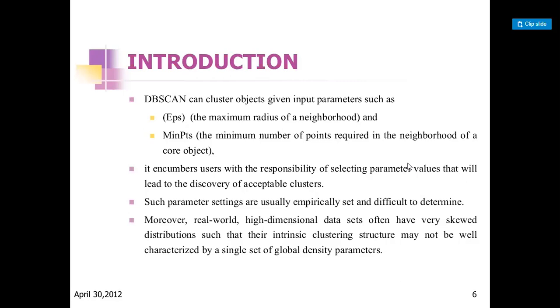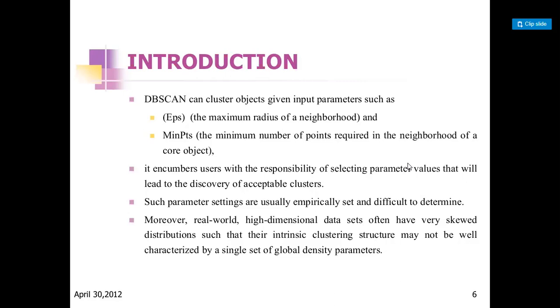Here in the DBSCAN algorithm, we start with these two parameters, the epsilon distance and min points. But nothing has been told about how we should select these two. So this is a little encumbersome. It burdens the user with the responsibility of selecting the parameter values that will lead to the discovery of acceptable clusters. If somebody selects different values of epsilon and min points, then the clusters would come out in a very different form.